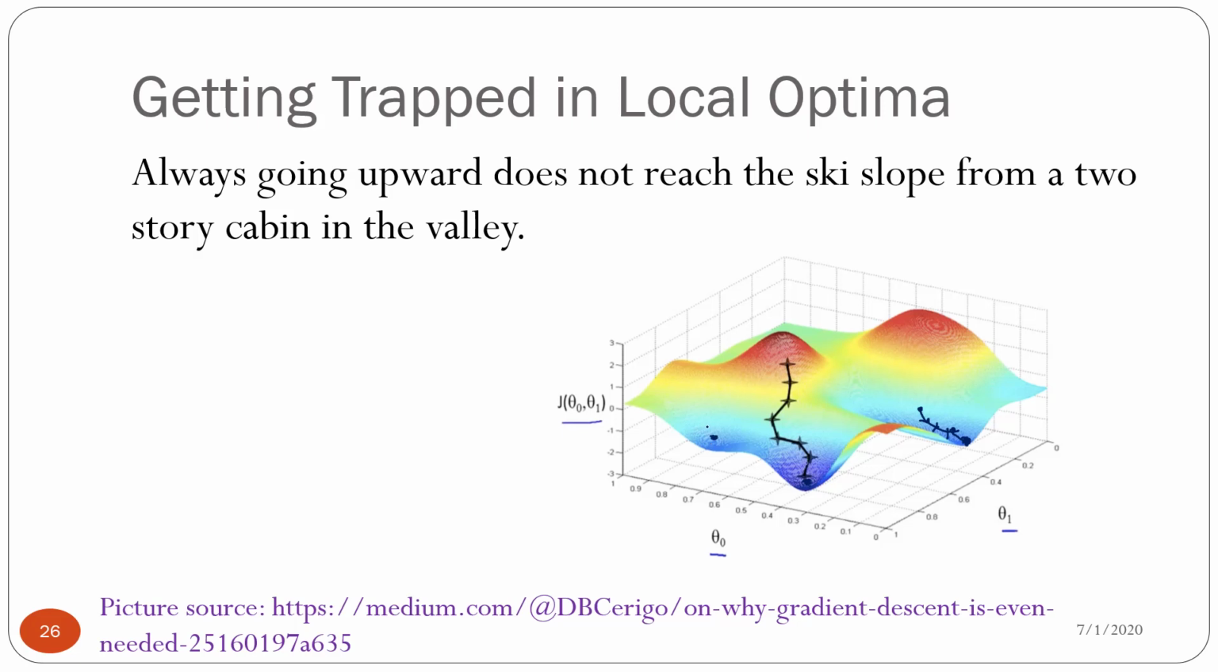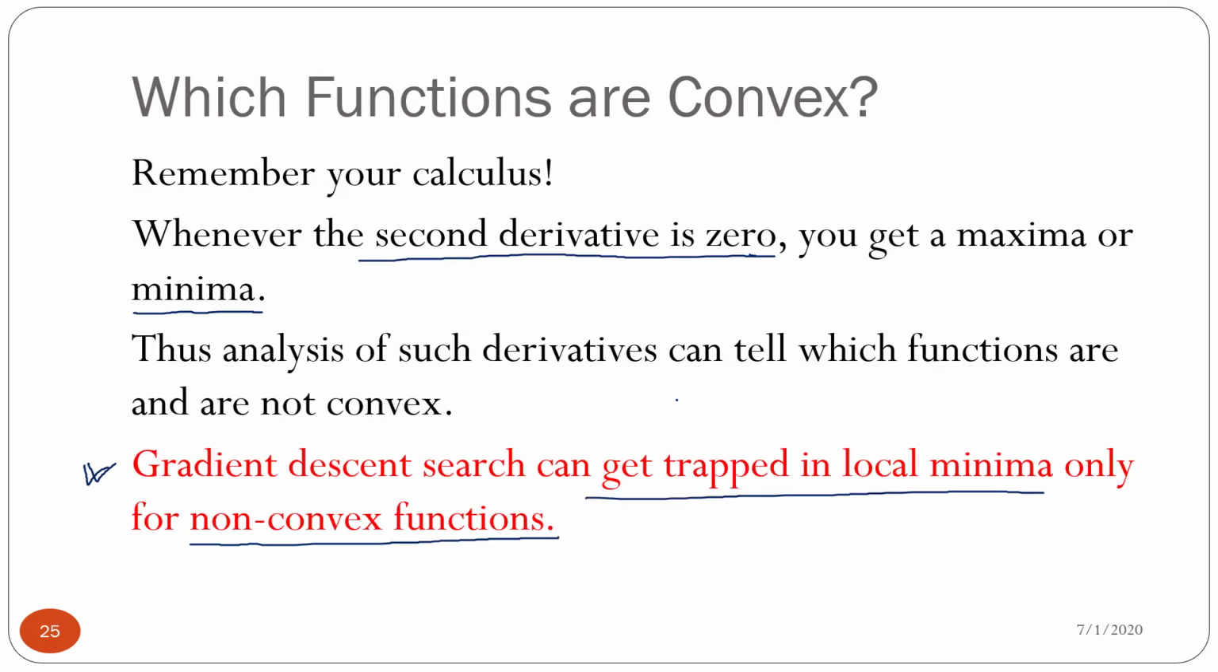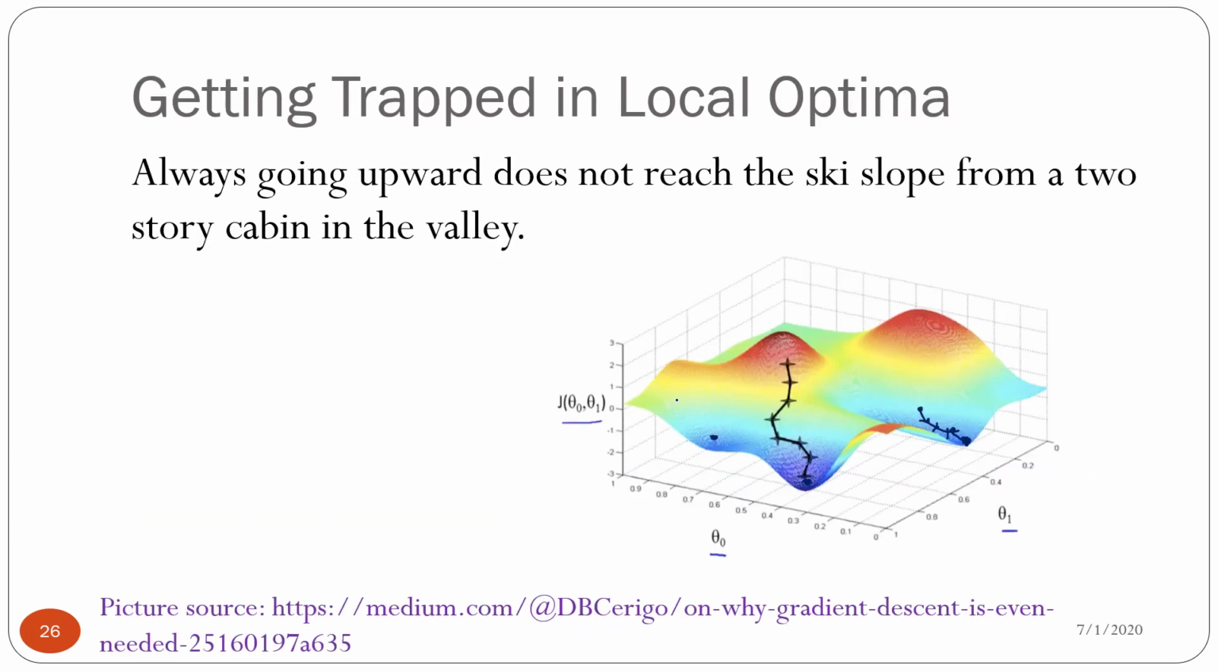And why is that happening? That is happening because the surface that you're looking at is non-convex. If you have a non-convex surface, then there are chances that you may get trapped in local optima, local minimum.